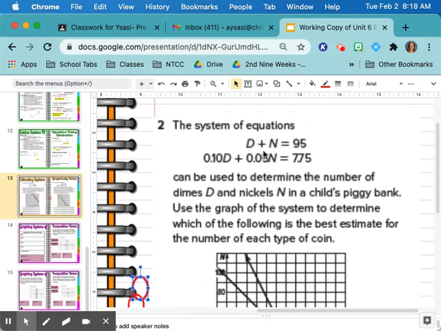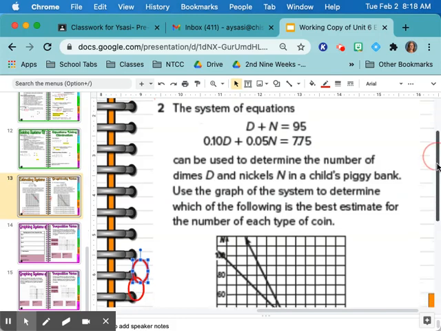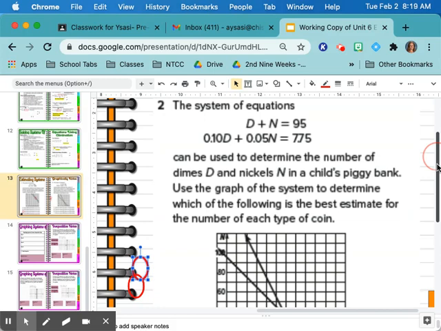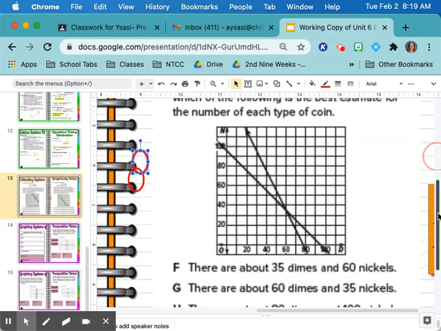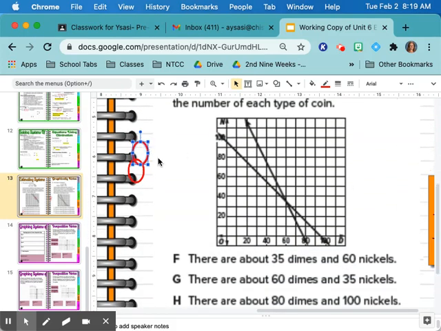Here is the system of equations. D plus N equals 95. We have 10 cents D plus 5 cents N equals $7.75. Can be used to determine the number of dimes D and nickels N in a child's piggy bank. Use the graph of the system to determine which of the following is the best estimate for the number of each type of coins. So let's find our intersection point.